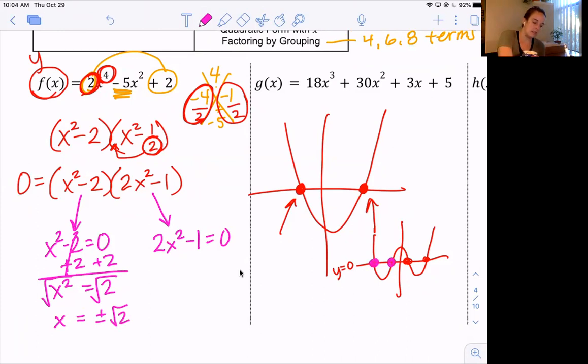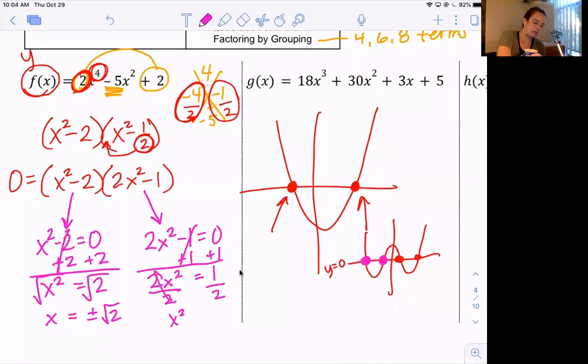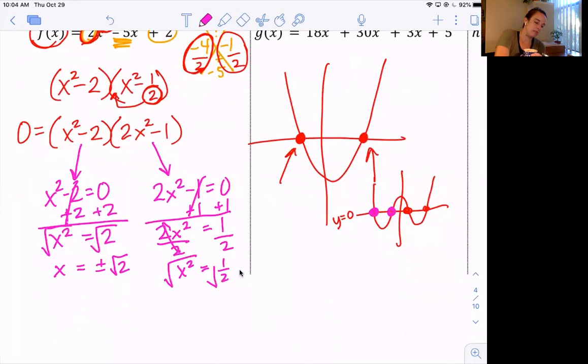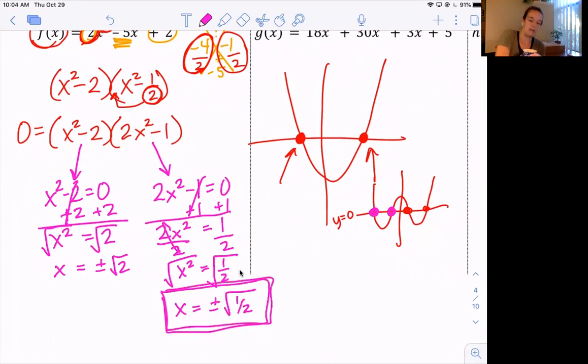So I might say, okay, that's this answer and this answer here. And now I need to find the other 2. So I'm going to add 1 on both sides. I get 2x squared equals 1. Divide by 2. I get x squared equals 1/2. And then I want to take the square root of both sides. So I get x equals positive or negative again, because I'm taking a square root of 1/2. I can rationalize this. I'm not going to worry about it for right now. This is my other 2 solutions, right? It's just a decimal number. It's a square root of 1/2.